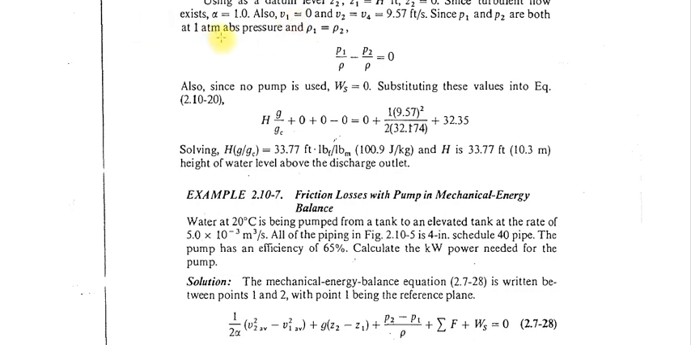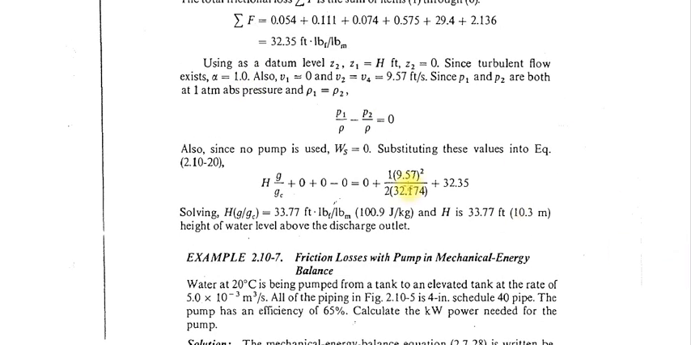Alpha is 1. Why? Because the flow is turbulent. So you have to just substitute all the values here. Here it will come V2 square divided by 2GC. H G by GC equal to V2 square divided by 2GC. Here alpha will come, alpha equal to 1. When you substitute alpha equal to 1, this is alpha V2 square by 2GC. Just substitute all the values here plus sigma F. This is the sigma F.